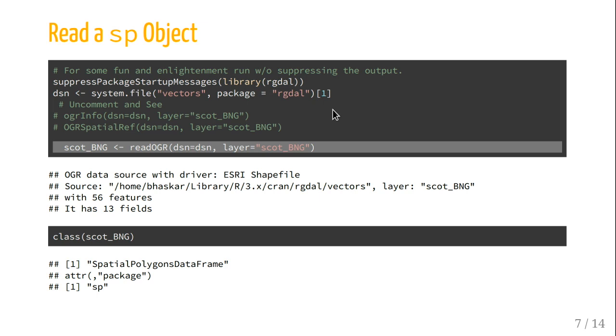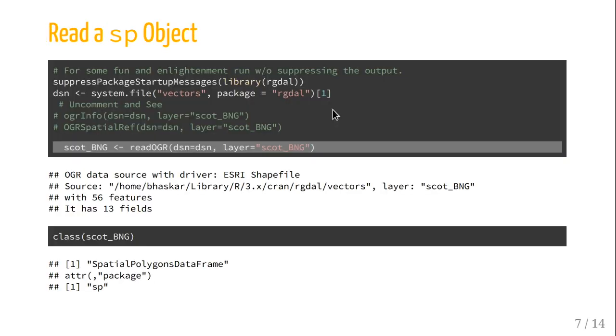But right from the get-go, you get to know what is the container for that. It's an ESRI shapefile. Where is it located? You see the file name. It has 56 features. Features are like your shapes, your polygons, your points, whatever that is. Since this is a spatial polygons data frame, as you see below, that means there are 56 polygons. And 13 fields means 13 attribute data for that value. So that's basically a spatial polygons data frame.